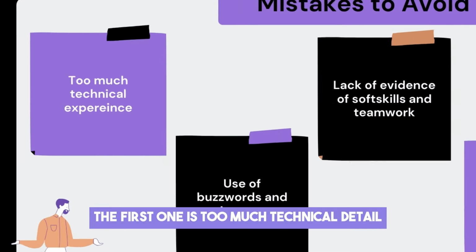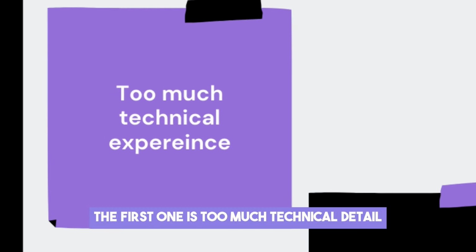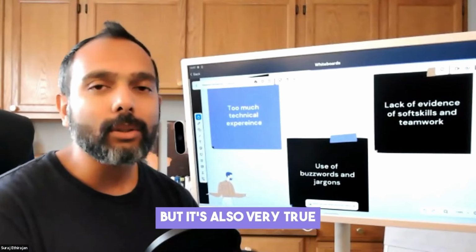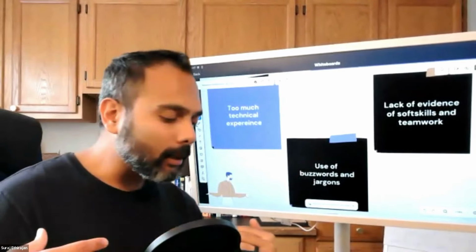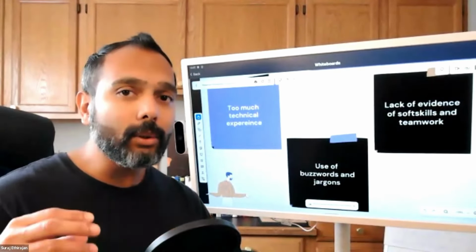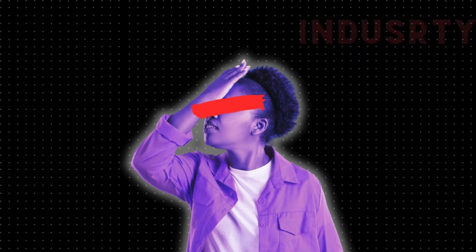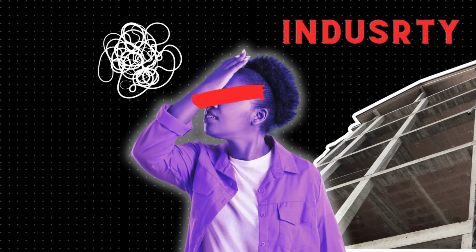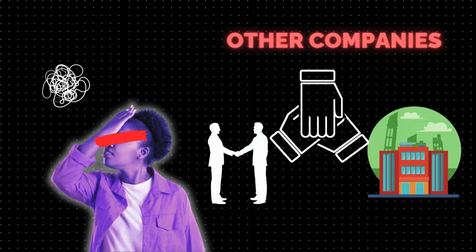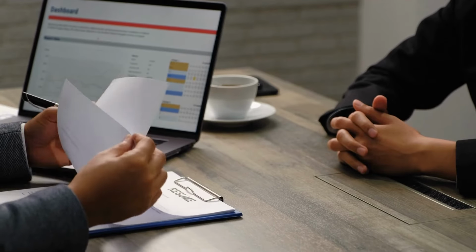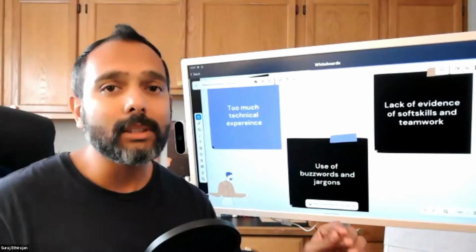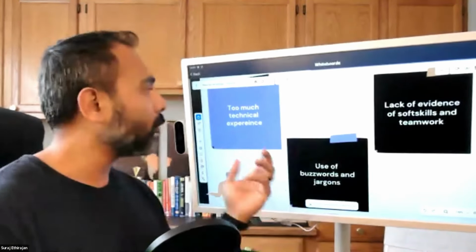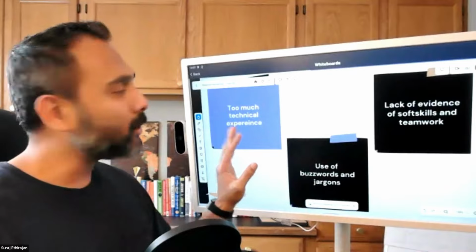The first one is too much technical detail. It might seem very ironic, but it's also very true. Sometimes we know our technical topic extremely well, and we tend to talk a little too much about it, not realizing that even though you're in the same industry, the other company might do it completely different. Talking too much technical also strips away from how you interact with others and influence, because it's not just technical, it's a lot more than that. We're going to look at some examples as to why this is.